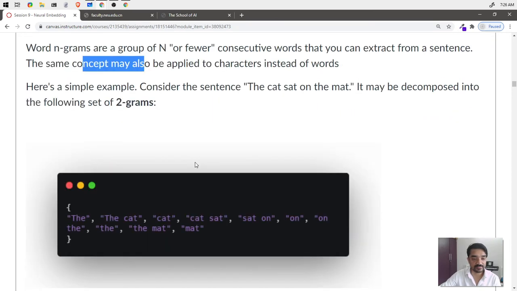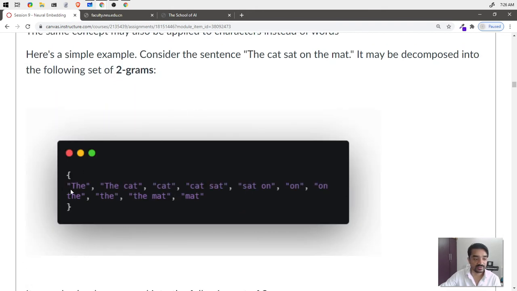Now here's a simple example. Consider the sentence: the cat sat on the mat. It may be decomposed into 2 grams if our n is 2. This is how we can read: the cat. You see, so we have 1 gram and 2 grams. The cat, sat on, the mat, right?